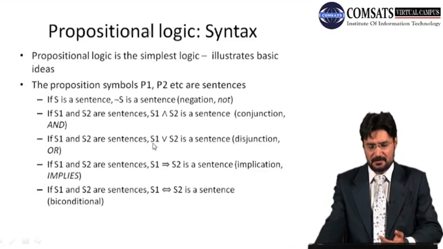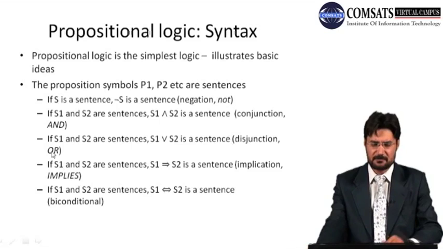If S1 and S2 are sentences, then S1 or S2 is a sentence, disjunction, OR. So in this situation we are using the OR operator. So if S1 is a sentence, and S2 is also a sentence, then we can use OR in between as an operator. So if S1 and S2 are sentences, then S1 implies S2 is also possible. In this situation, if S1 and S2 are sentences, then S1 bidirectional to S2, so it can be in both directions.